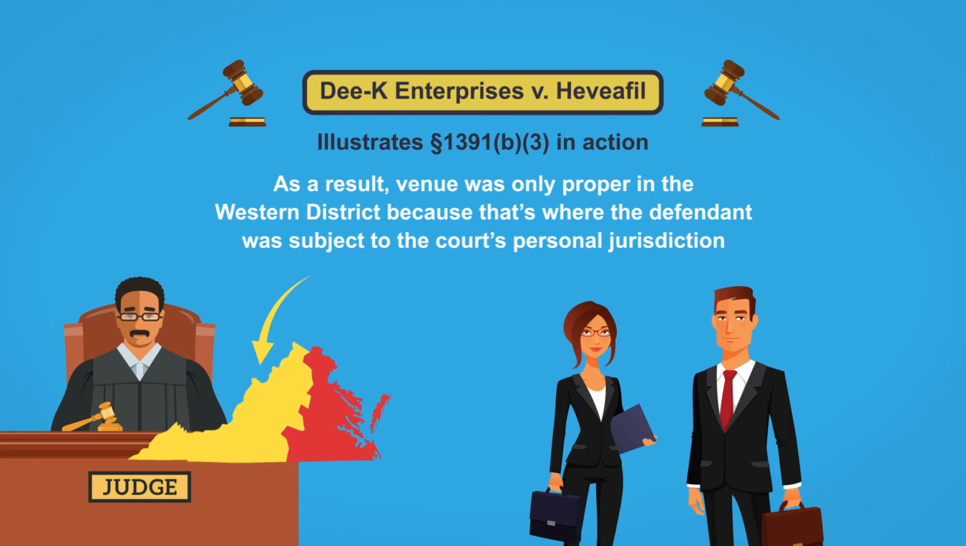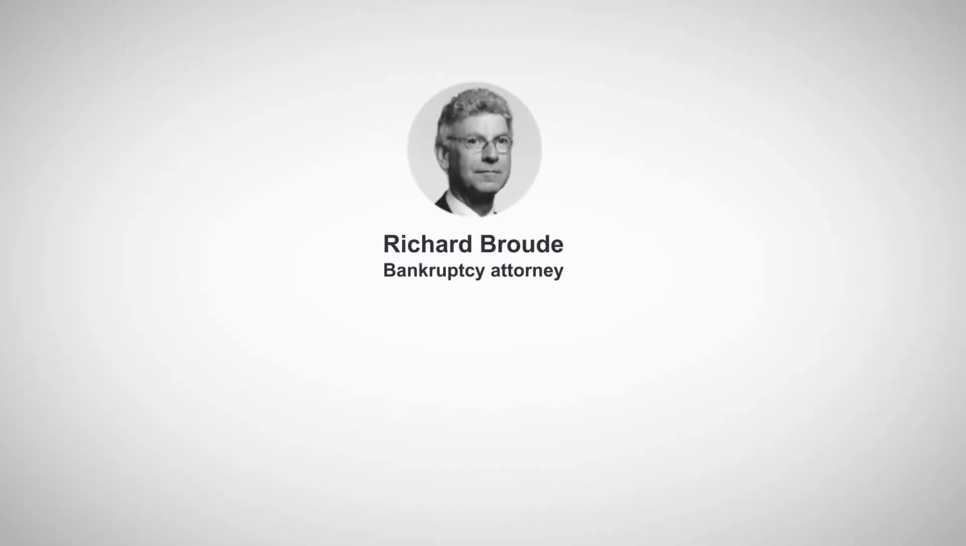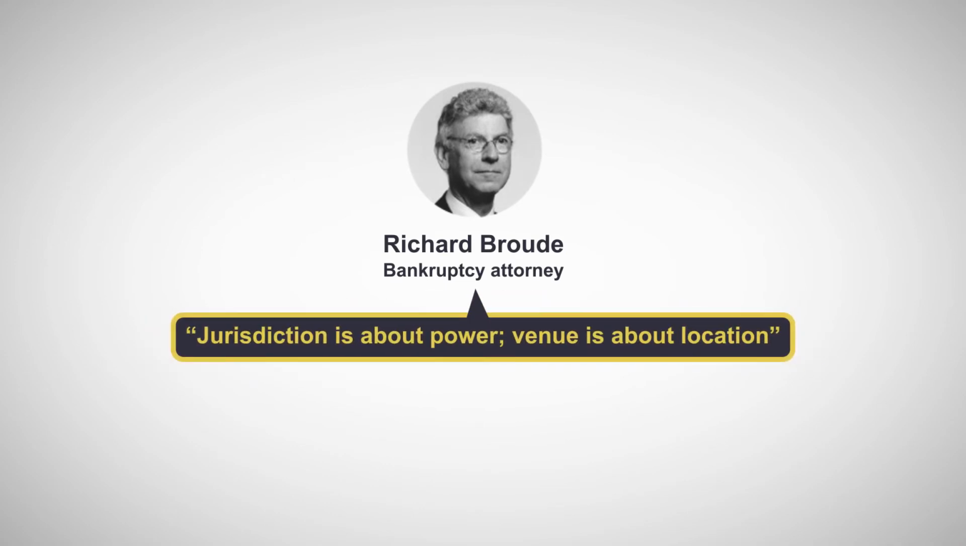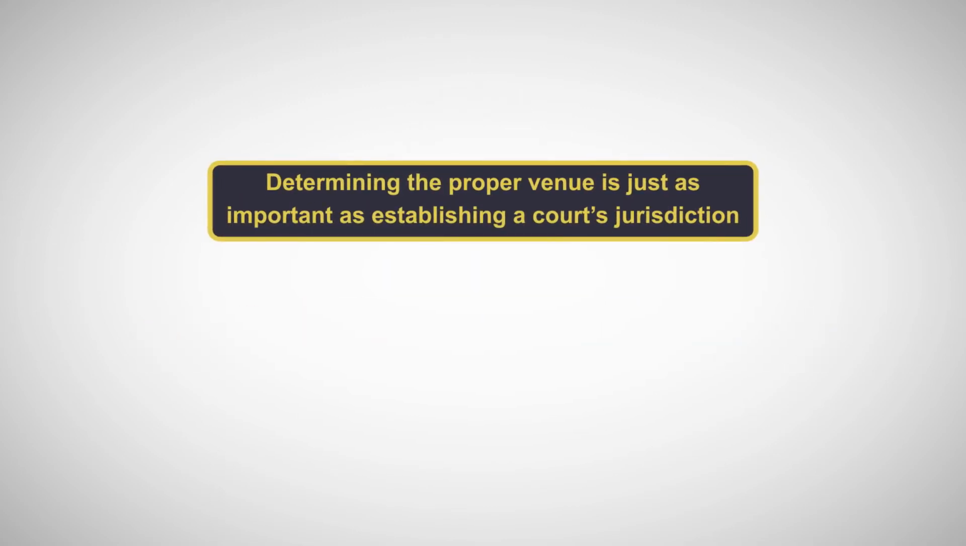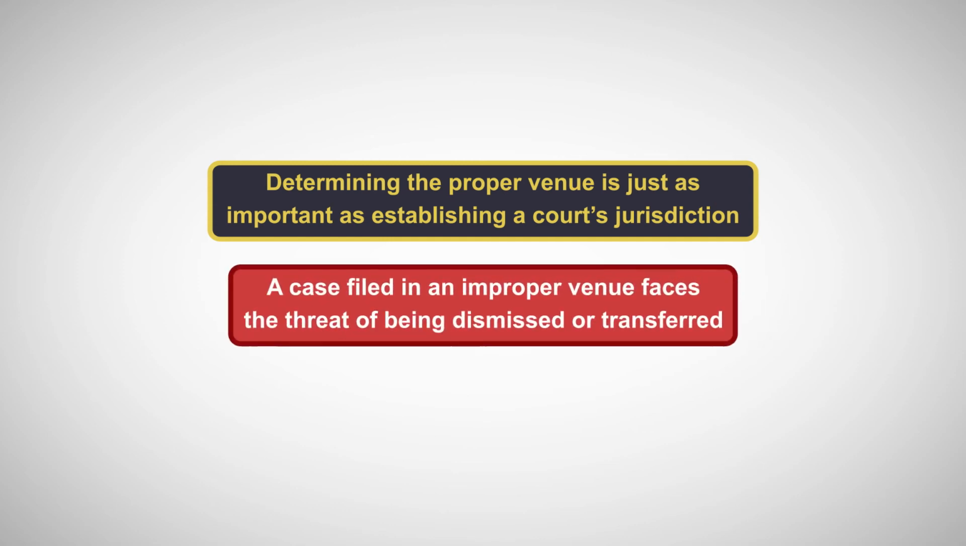Richard Browd, a highly respected bankruptcy attorney, once wrote, "Jurisdiction is about power, venue is about location." This may be a tad simplistic, but determining the proper venue is just as important as establishing a court's jurisdiction. A case filed in an improper venue faces the threat of being dismissed or transferred.